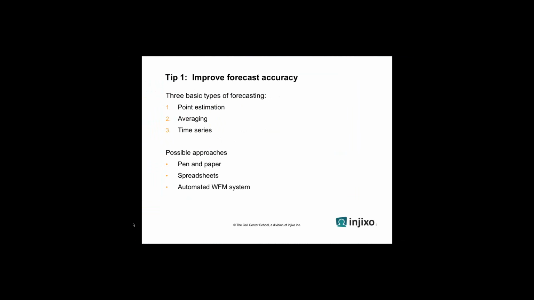But the essence of all of them is that in some way it breaks down into three basic types. One's a point estimation, which is just so simple that the third week of February coming up will look like the third week of February last year. I mean, it's in essence just a point estimation approach. Doesn't take into account long-term or short-term trend, not used very often in call centers.